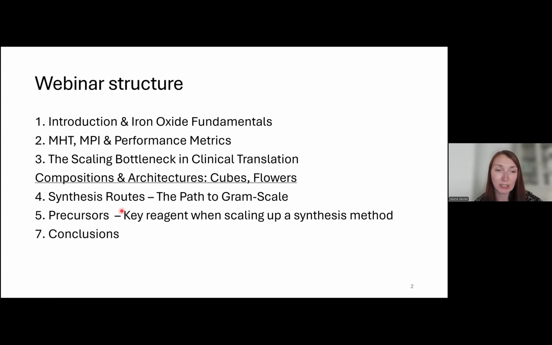So I will focus on these synthesis routes, and I will give some progress on the path to the gram scale of these routes. And I will finally give some take-home messages that we have to keep in mind, related mostly to the metal precursors that we use when scaling up our synthetic method. And I will finish with some conclusions.